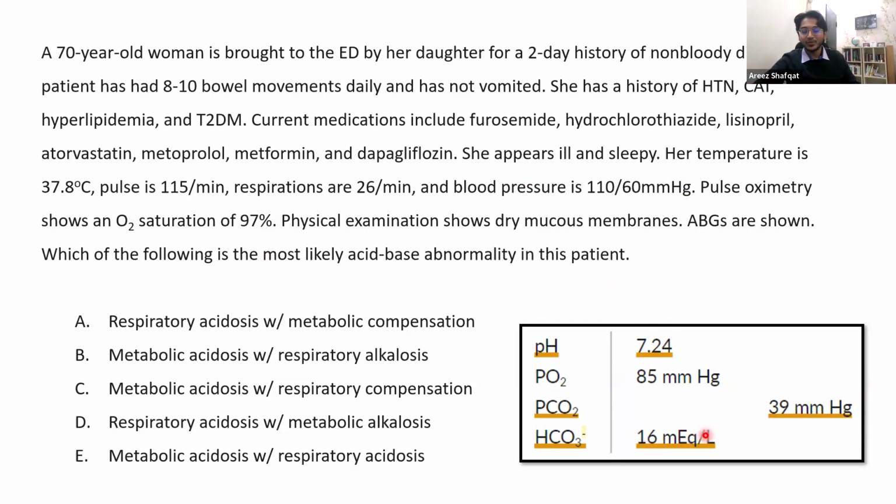So what you would do is 1.5 times 16, which is 24, plus 8, 32, plus or minus 2. So 30 to 34 would be her expected PCO2, but her PCO2 is 39. So what does that mean? What's the answer? So the answer is E, exactly. So she has metabolic acidosis with respiratory acidosis, or uncompensated metabolic acidosis.